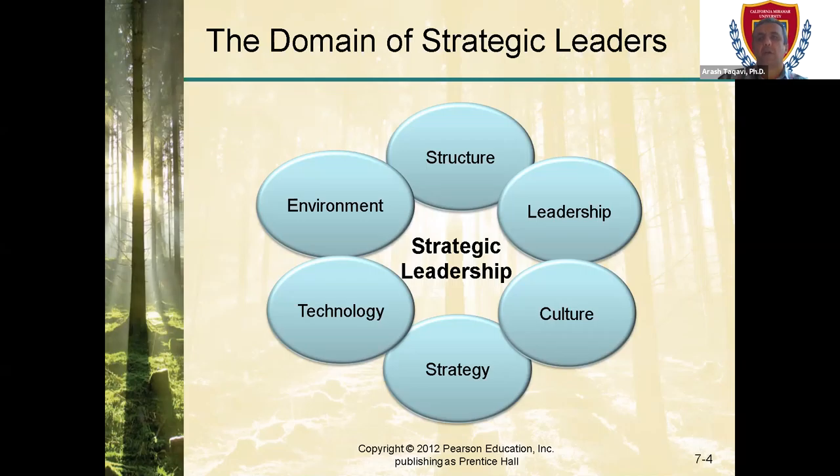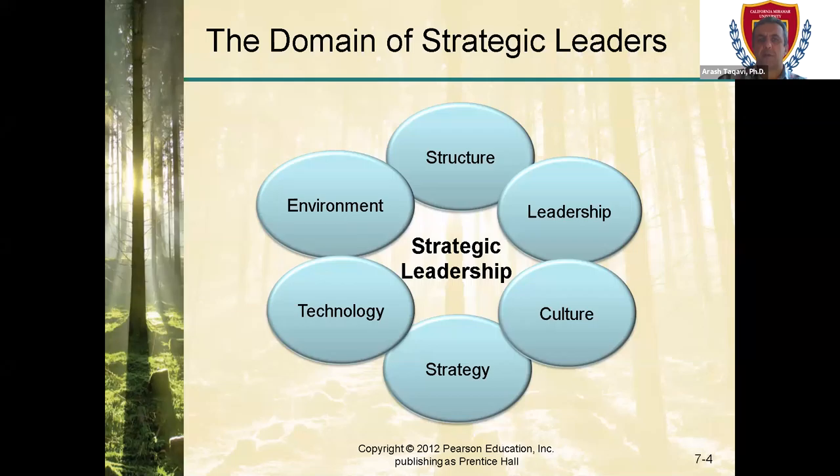Specifically in an organization, we are talking about organizational culture: the norms, the values, the essence of the behaviors in an organization. It is called organizational culture. After that, we talk about the strategy. The strategy is about working together for the vision of the organization and having long-term and future-oriented thinking.